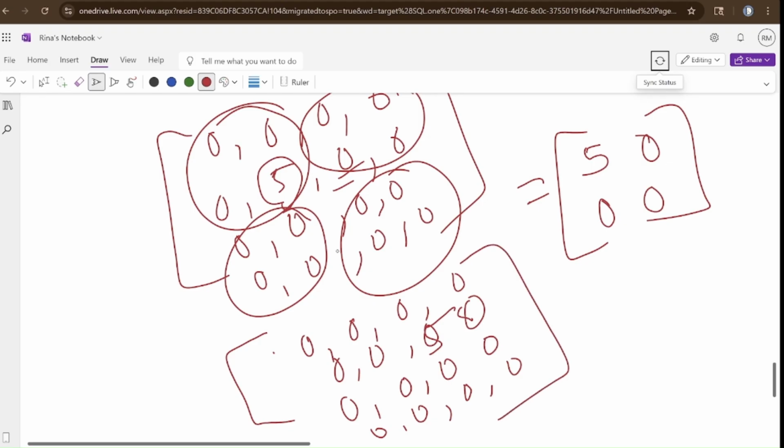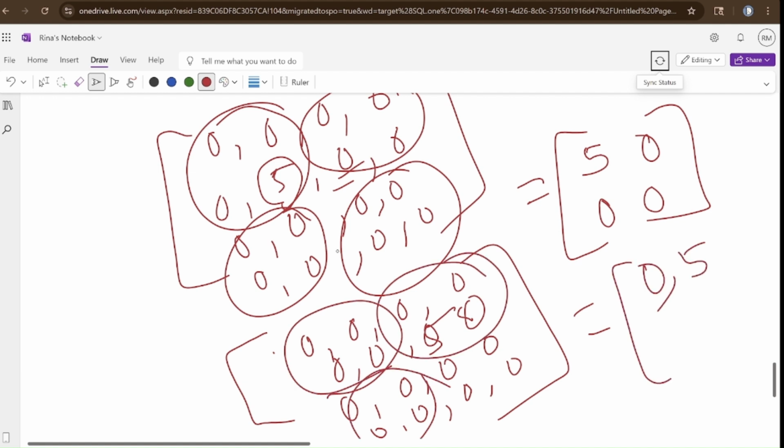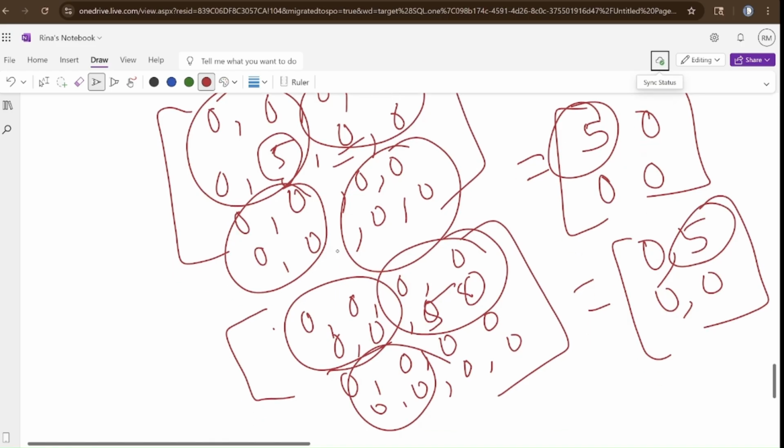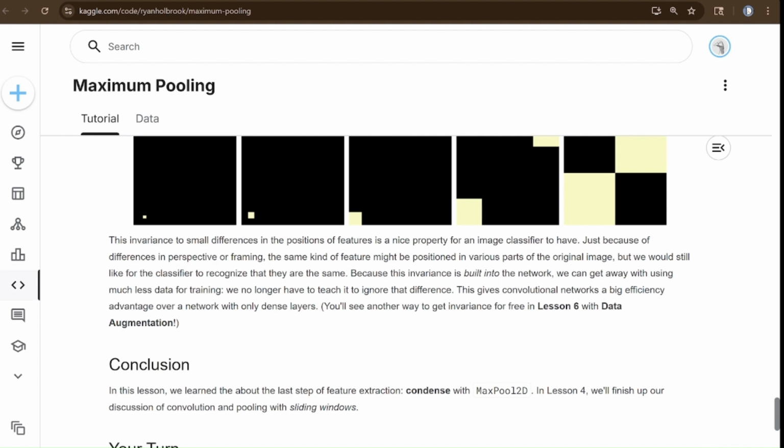It's like a positional shift. Now tell me, what will be the output? 0, 5, 0, 0. So you can understand that 5 is captured in both the places. Though there is a shift by 1 pixel, it is still keeping the strongest value in the output, just in a slightly different position. So the feature didn't disappear. That property is very much required. This is what we call translation invariance.